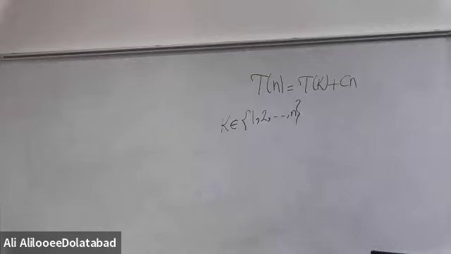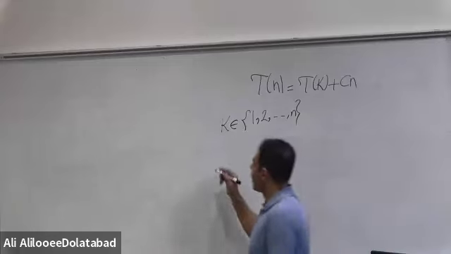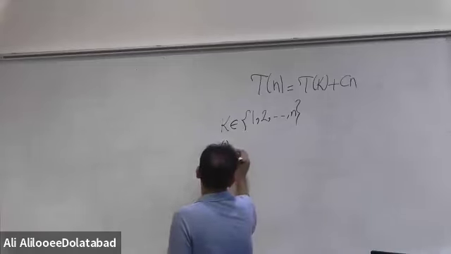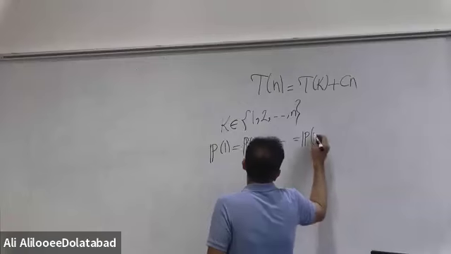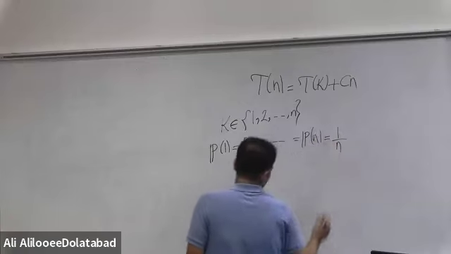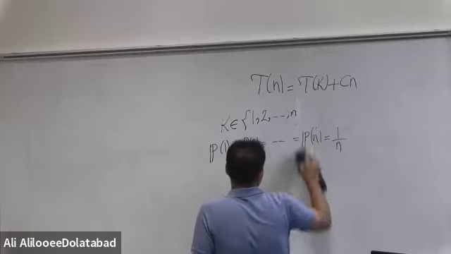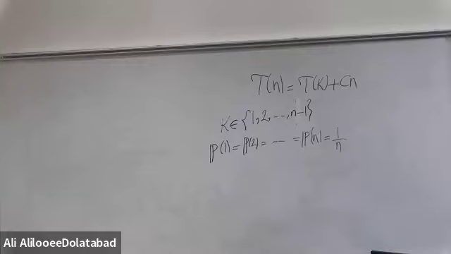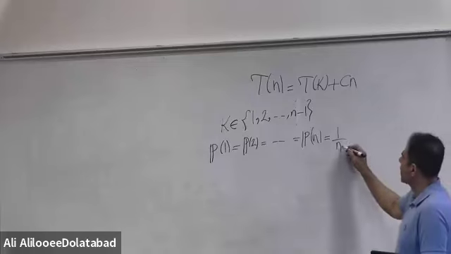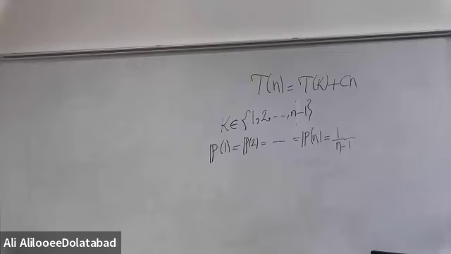The only thing that we can say is that K is chosen randomly out of n numbers, and the probability of everything is the same. Probability of 1 equals probability of 2, probability of n equals 1 over n. Sorry, if I want to be more precise, this is n minus 1, because K is chosen randomly out of n minus 1 numbers.